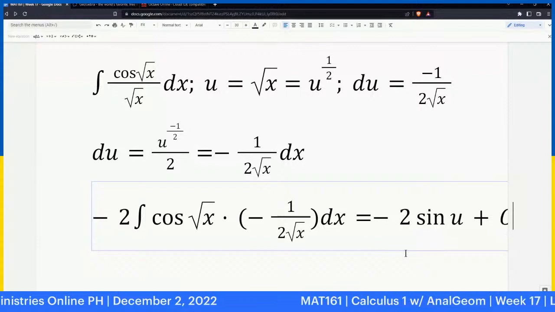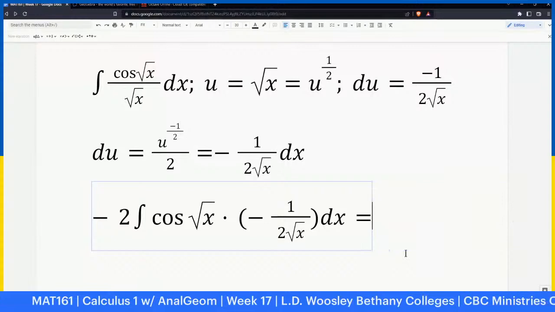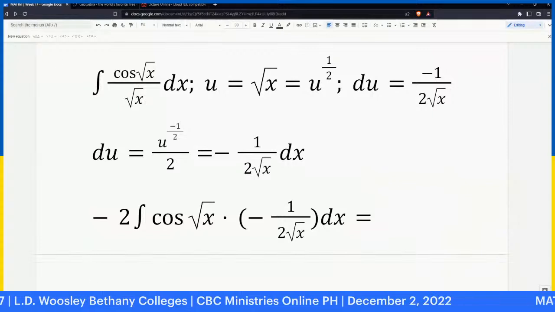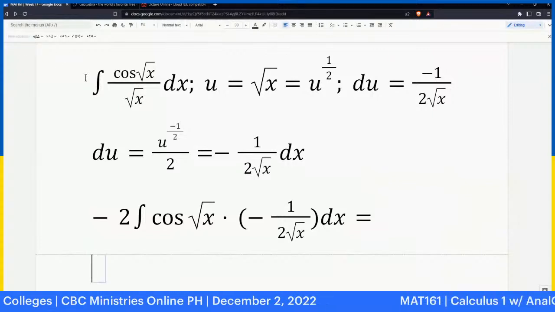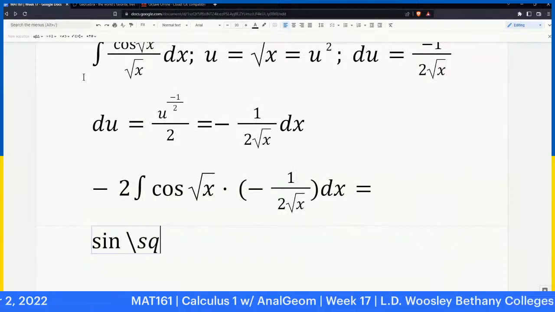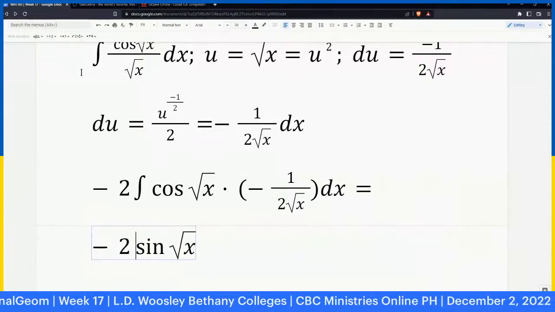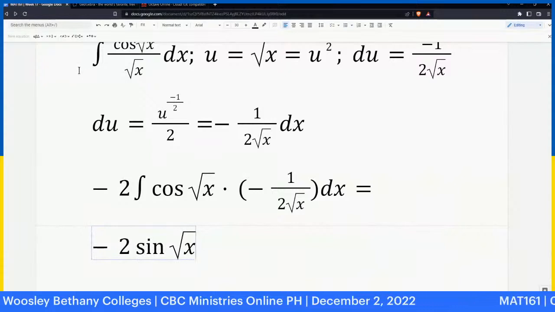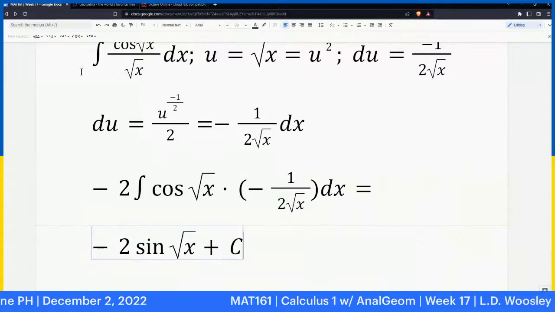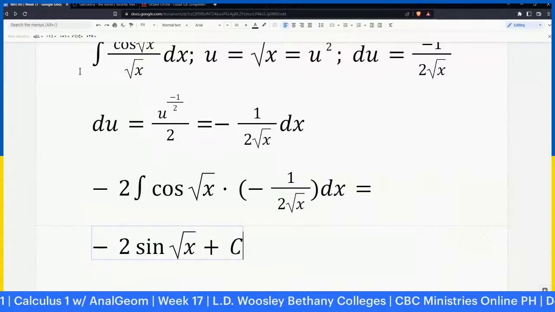Medyo tricky lang siya. Yung sine u pala, sorry, square root of x. Square root of x. So, dito na lang sa baba ito. Alright, so you have sine square root of x. Then you have negative 2 here. Plus c. Alright, plus c. Right? Medyo natagalan ako dun.